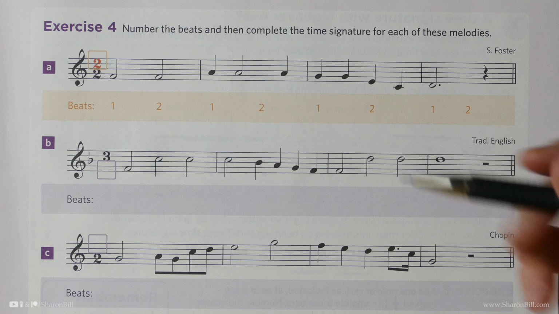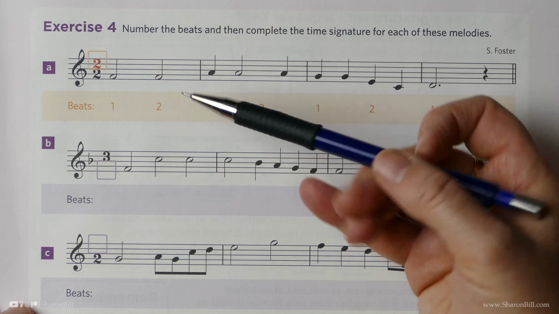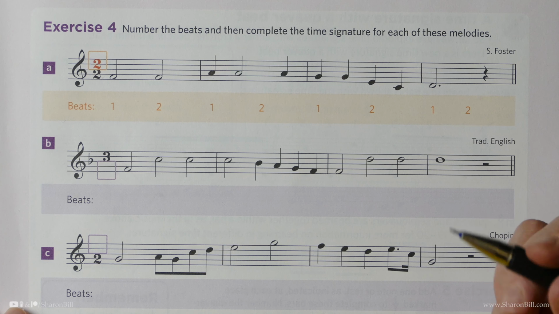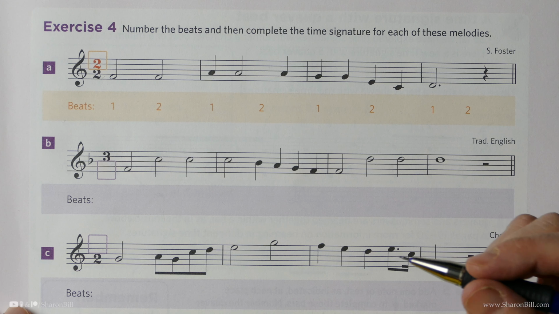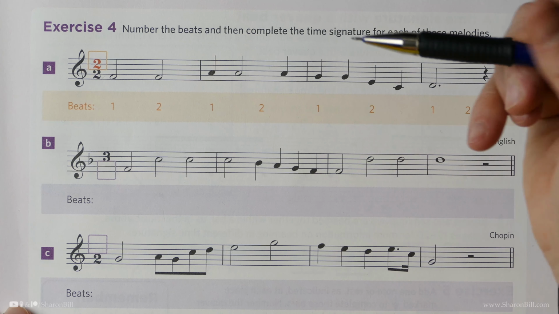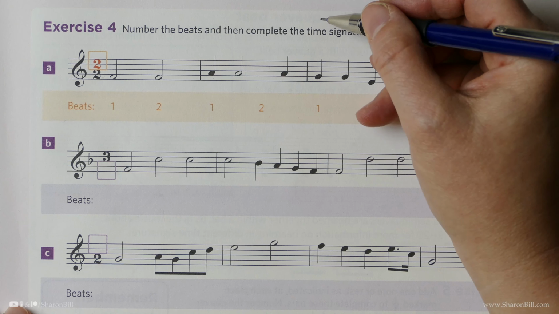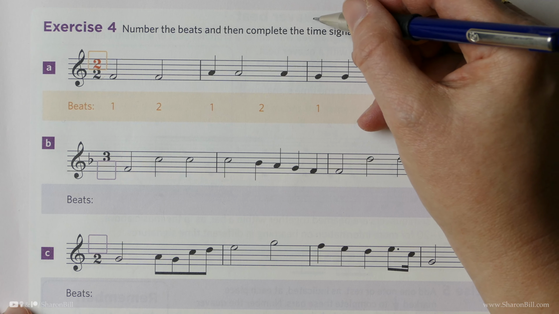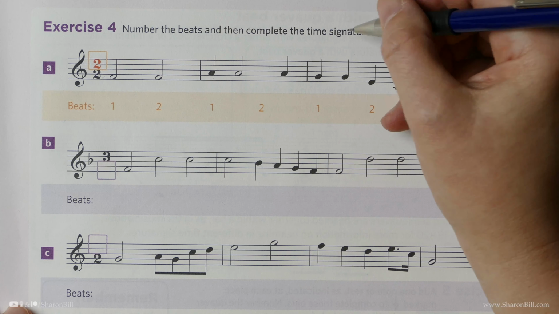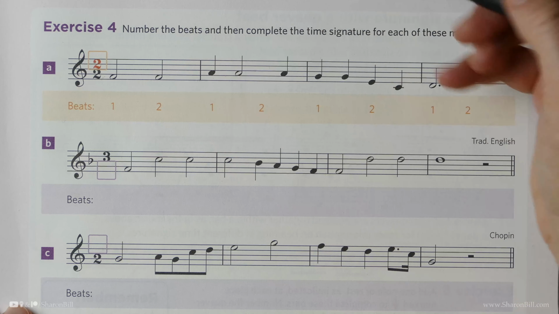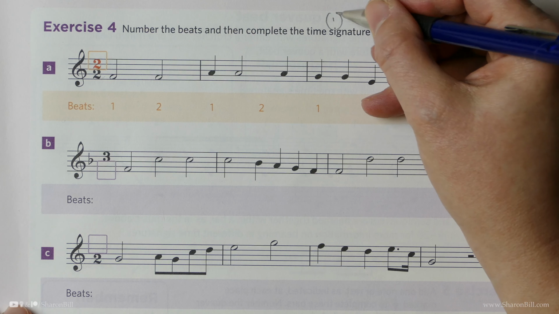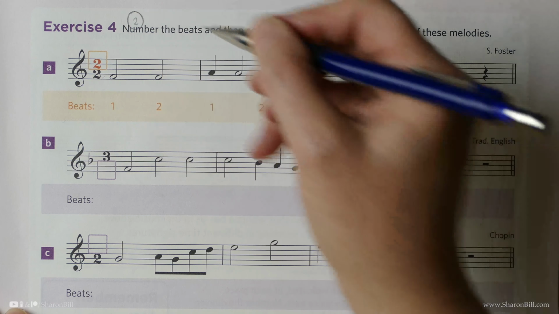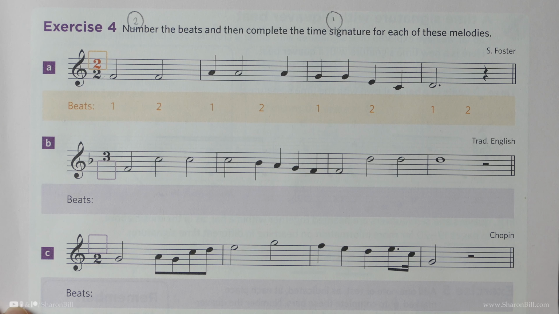And so we have a couple of tasks to do. It says to number the beats and then complete the time signature for each of these melodies. However, I wonder if it might be a better idea to complete the time signature first and then number them, because then at least we know what we're counting to, don't we? So we'll do the time signature first and then we'll number the melodies. I just think it works better in that order, really.